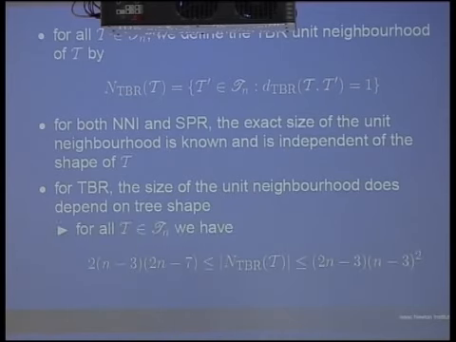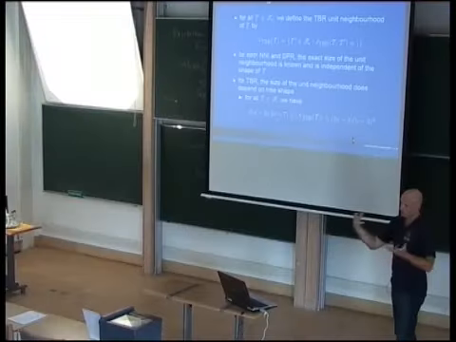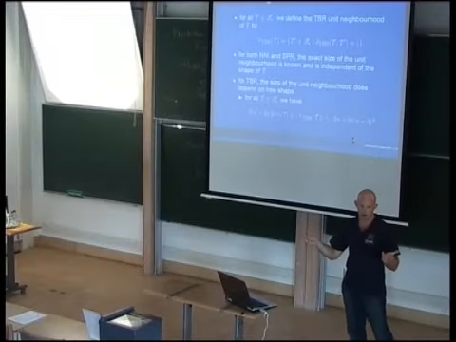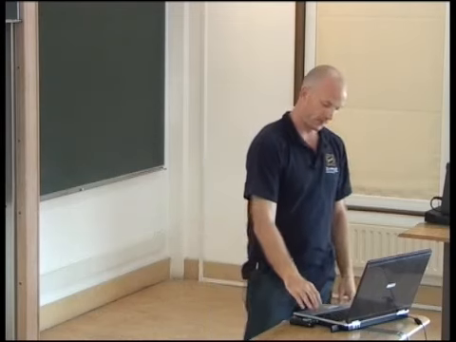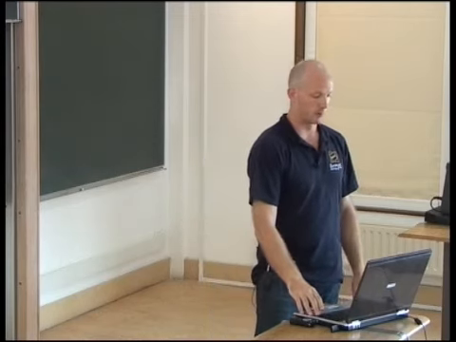So, current known bounds: we've got a lower bound and an upper bound. The quadratic lower bound on the left here is actually the exact size of the SPR unit neighbourhood. The fact that that would be a lower bound follows from the fact that every SPR move is also a TBR move. The upper bound is cubic. So we've got a quadratic to a cubic range of values possible. But neither of these is sharp, which is where there's a wee bit of room for improvement.